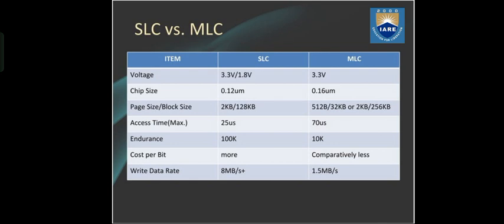And access time is 25 microseconds in SLC and 70 microseconds in MLC. The endurance is 100K in SLC and 10K in MLC. Cost per bit is higher in SLC, while in MLC it is comparatively less. And write data rate is 8 MB per second in SLC and 1.5 MB per second in MLC.